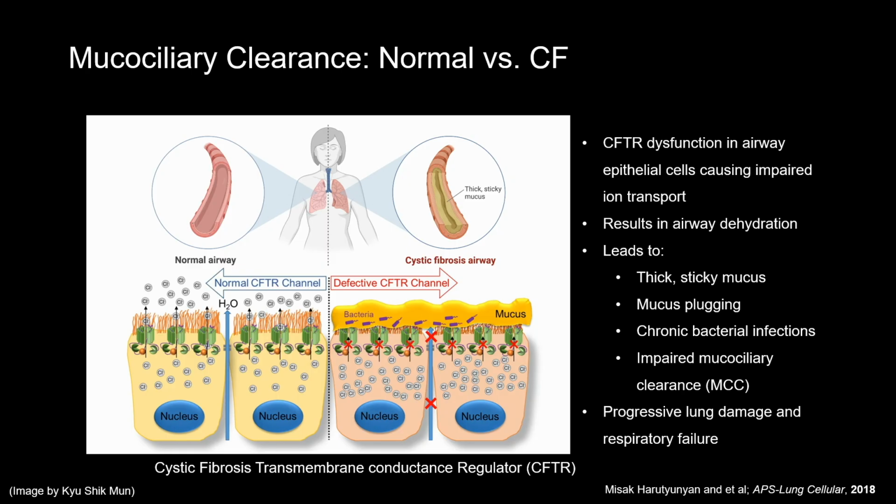CFTR modulators like ETI have been life-changing for people with CF, but we still don't fully understand how well they restore mucociliary clearance beyond just fixing ion transport. So that's where our work comes in: to develop a 3D human lung airway model to replicate this physiology and directly measure how therapies restore mucociliary clearance in a patient-specific way.